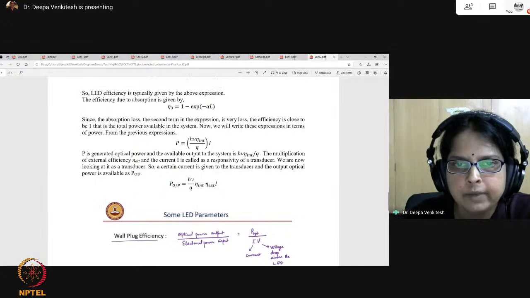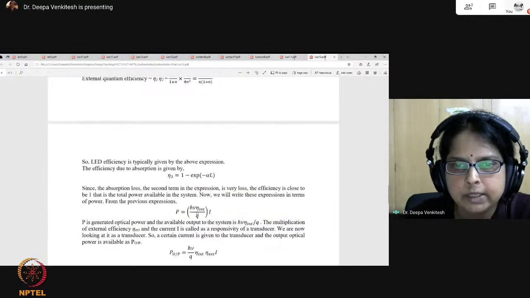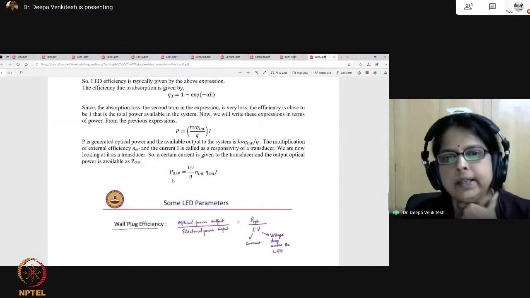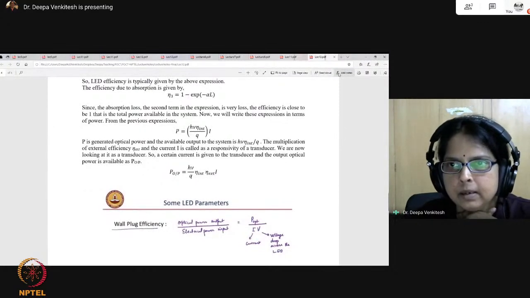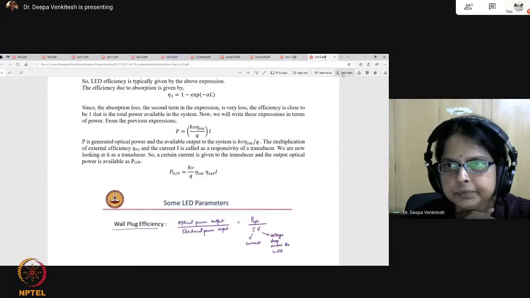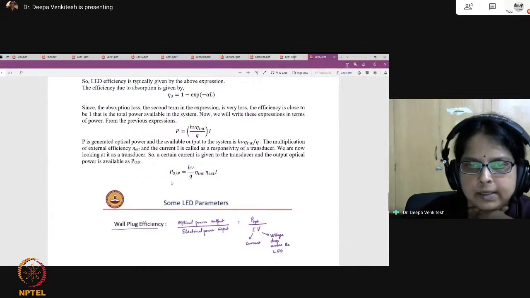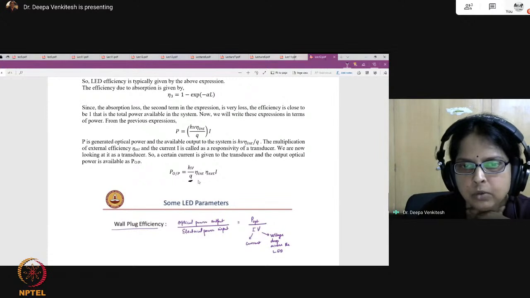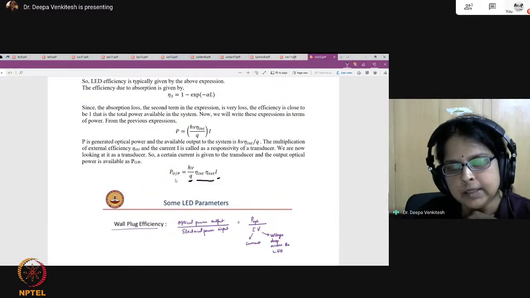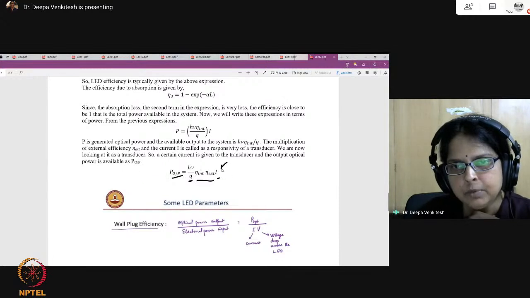So we calculated three efficiencies, eta 1, eta 2, eta 3. And we also said the output power is actually h nu by q times eta internal, eta external, and current. So now you can think of the LED as a transducer, because you are giving an input electrical current and you are getting an output which is optical power. And this is a linear relation, and we very well know the relevance of this straight line passing through the origin and so on.